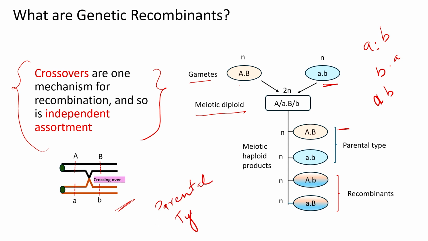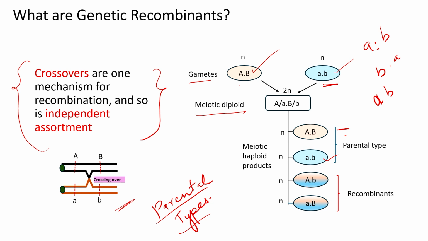Parental types, right? So what are parental types? Parental types are those that look exactly like the parental combination. So if you see A and B here, it is exactly the same as what is present in one of the gametes. Same is true for small a and small b, it is present in another gamete. So that is why we marked it as parental type.